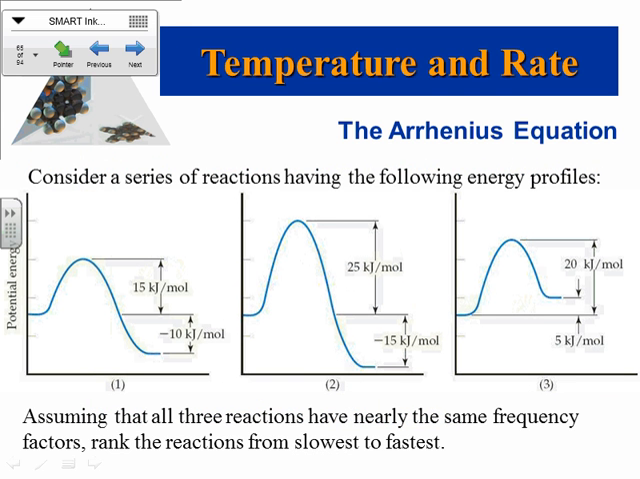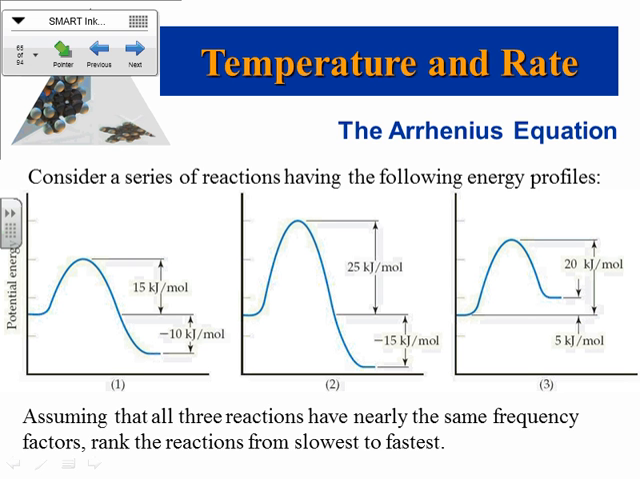Let's talk about this question first. We've got this series of reactions, and here are their energy profiles, or energy diagrams. Assuming that all three of these have nearly the same frequency factor, in other words, their geometry is not that different from one another, so the probability of them colliding in a favorable way is about the same, which one of these reactions is going to be the slowest? And why number 2?